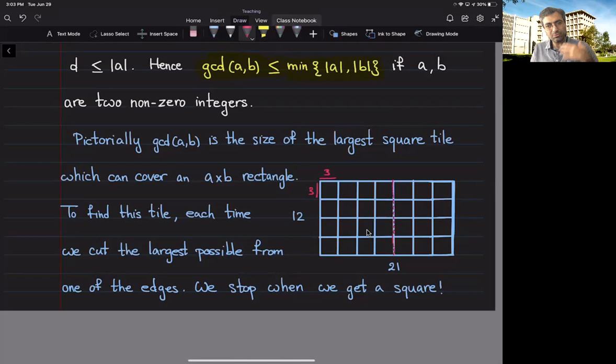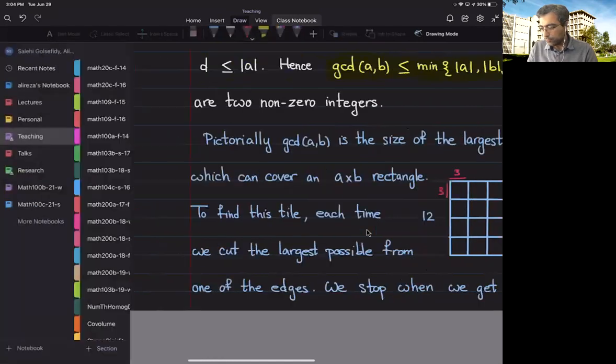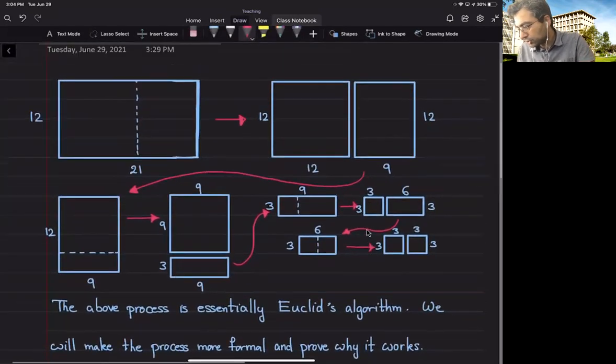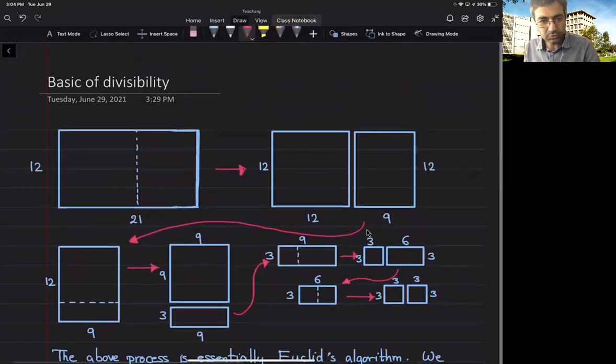I can cut squares one after another till the remaining shape is a square itself, and that would be our result. That would be the largest square that we were looking for. So again, in the case of 12 by 21, we can use the following shape as a way of finding the GCD of 12 and 21.